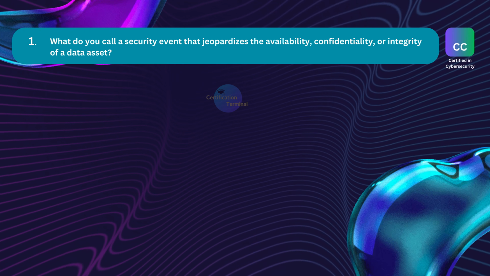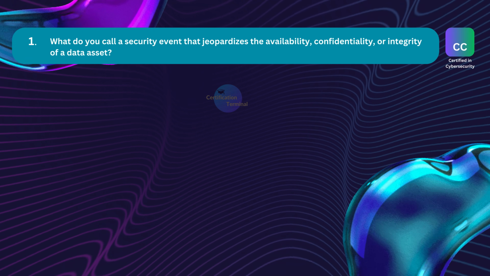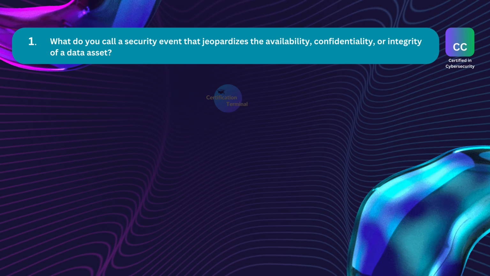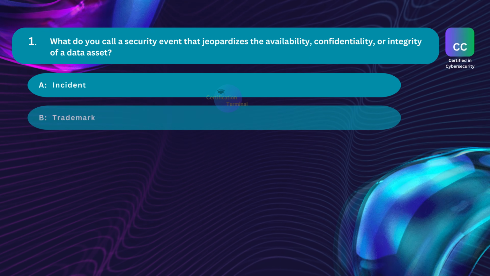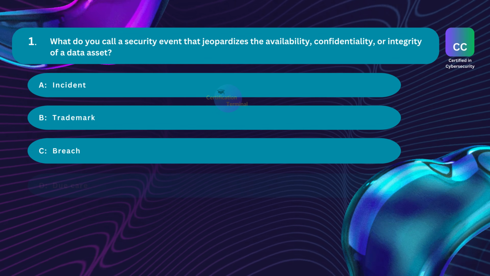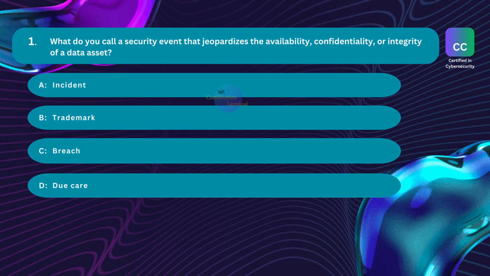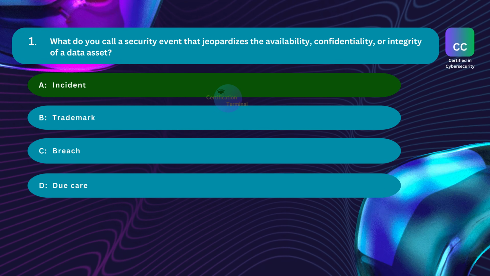Question number 1. What do you call a security event that jeopardizes the availability, confidentiality, or integrity of a data asset? Option A, incident. Option B, trademark. Option C, breach. Option D, due care. The correct answer is Option A, incident.